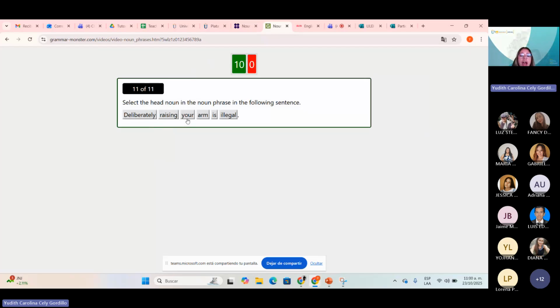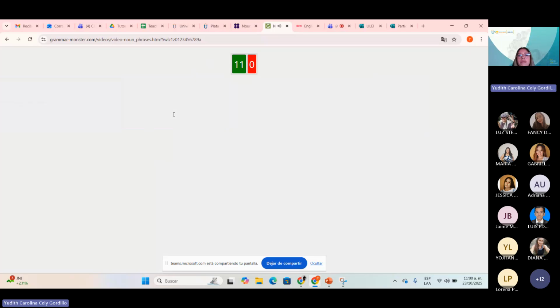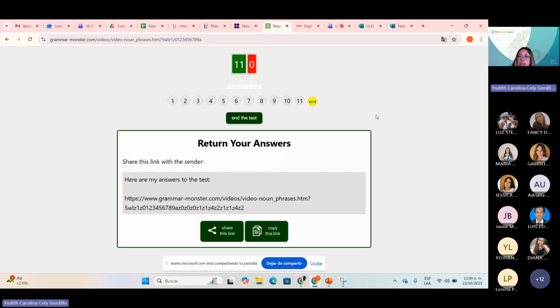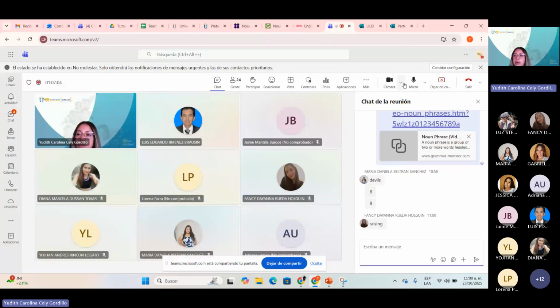Select the head noun in the noun phrase in the following sentence. Deliberately raising your hand is illegal. What do you think? Raising. That's perfect. You did an excellent job, students. This is the idea: you can use all these exercises for practice.